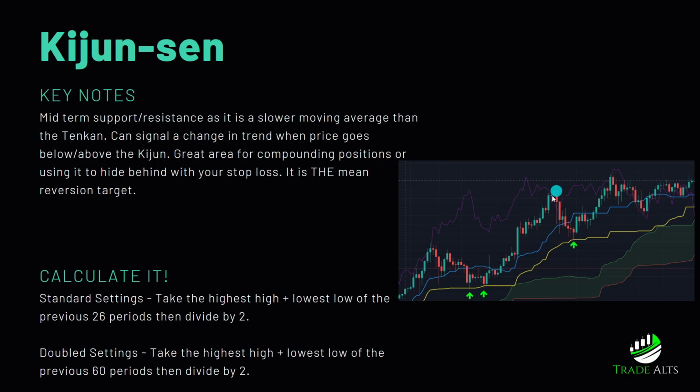So anyway, when price is way far away from the Kijun, like it is here, you can say that this is overbought, and you're looking for this mean reversion. Really nice buy opportunity there. So how you calculate the Kijun: for standard settings, you take the highest high and the lowest low of the previous 26 periods, then divide that by 2. Now for your double settings, you take the highest high and the lowest low of the previous 60 periods, or 60 candles, then divide that by 2. So that's how you get your yellow line, or the Kijun-sen.